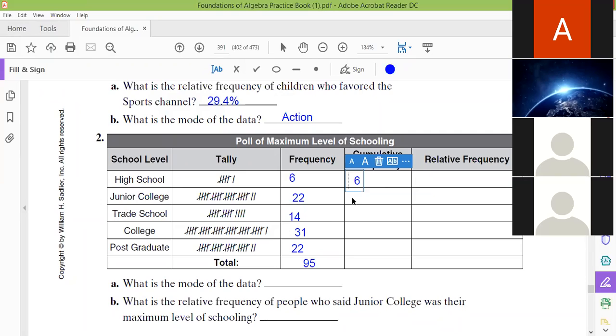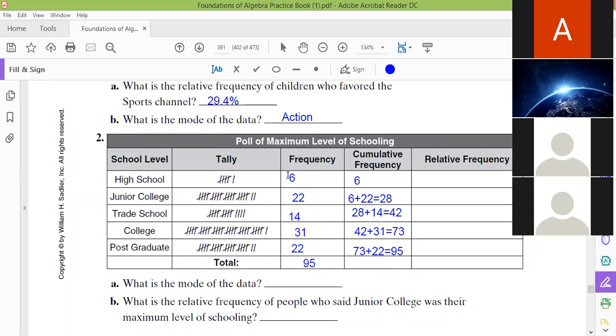Now, cumulative frequency. It's 6. At the second step, you will add the first two values. 6 plus 22. How much? 28. Now in the third step, 28 plus 14 equals 42. Correct. 42 plus 31 is 73, very good. Next step, 73 plus 22 is 95.